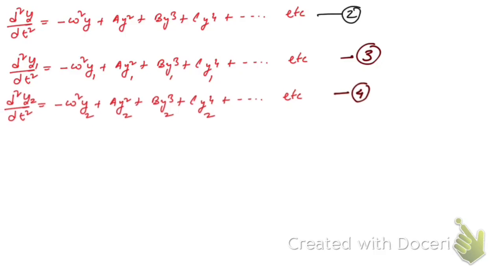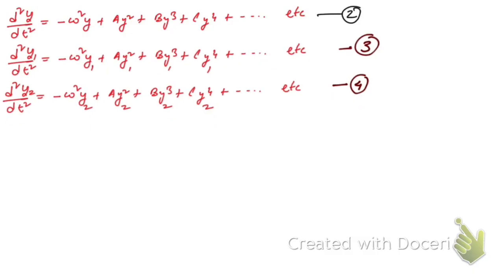Now you see, according to the superposition principle, as I have already mentioned, the resultant y should be y1 plus y2. So now we are to show that this will also be a solution of this equation if a, b, c, these constants are equal to 0, right? So by the superposition principle we have already got that y is equal to y1 plus y2.